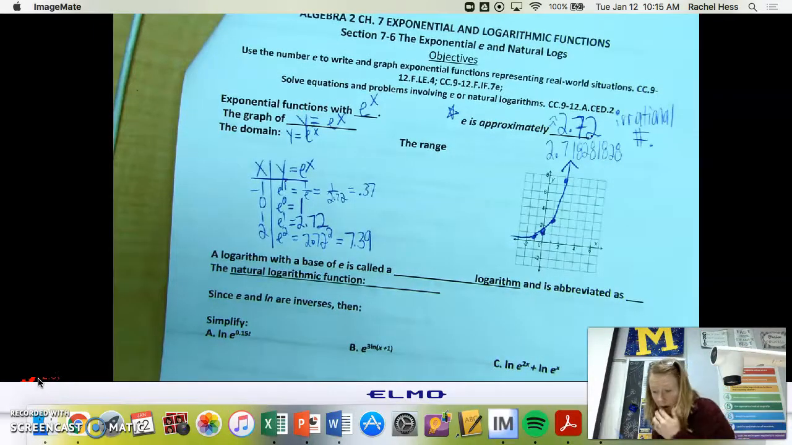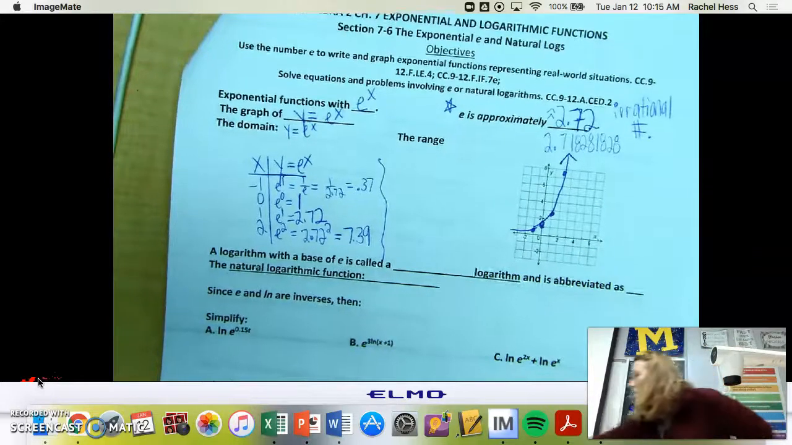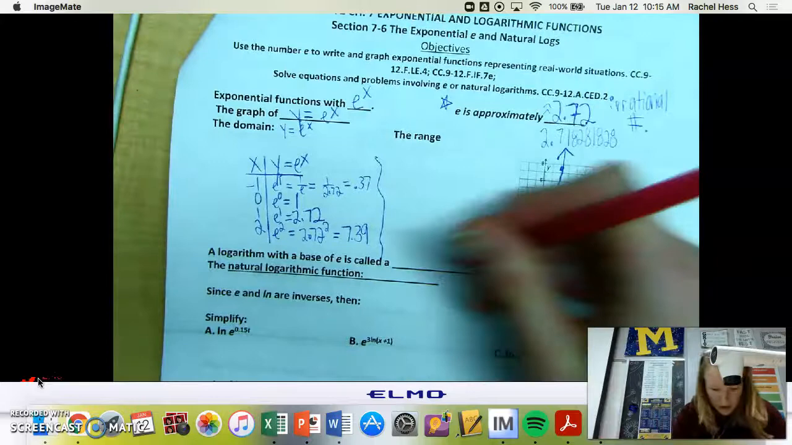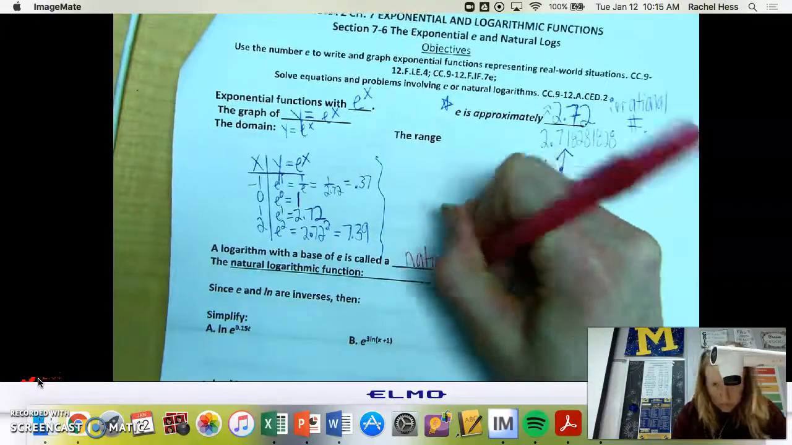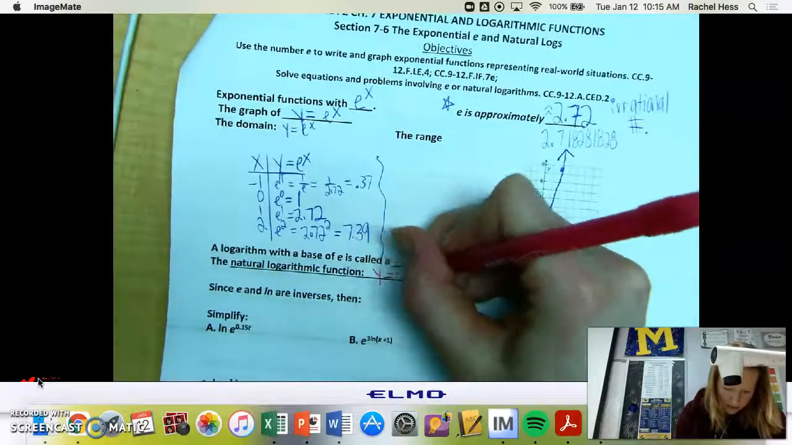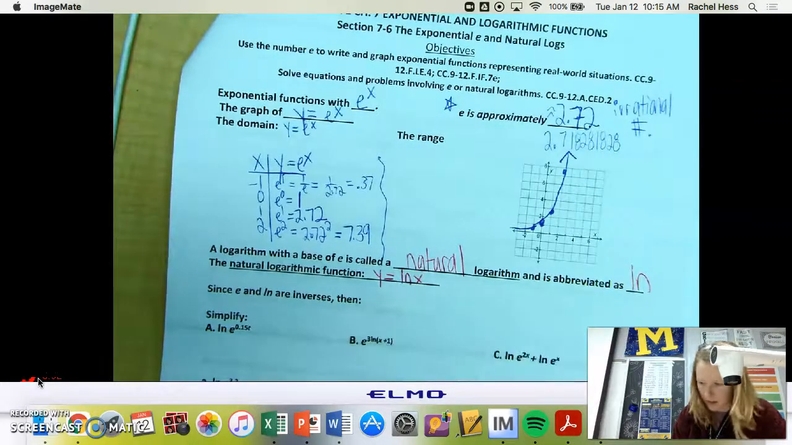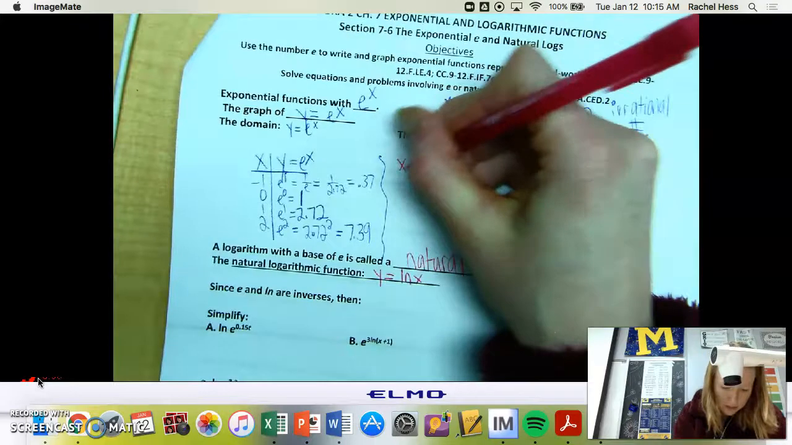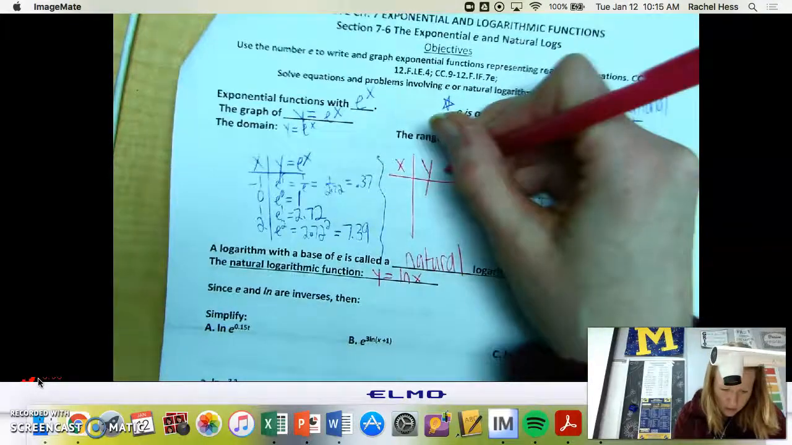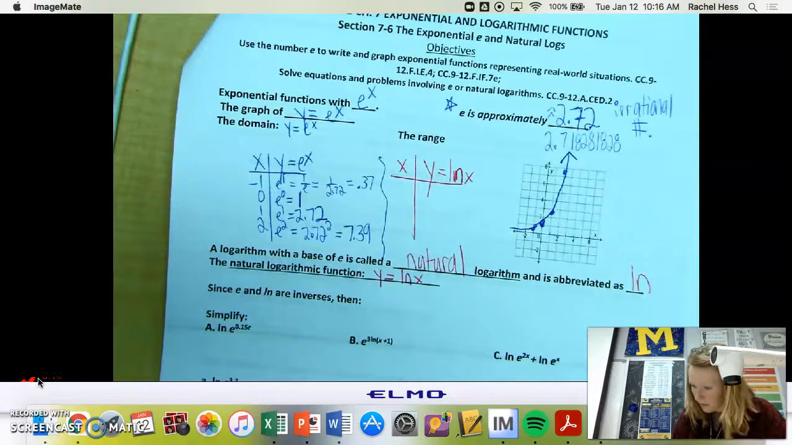And remember that we talked about the inverse of that equation. The inverse of the exponential equation is called a natural logarithm, and it's abbreviated as ln in your calculator. The natural logarithmic function, the family function, is just y equals the natural log of x, so ln of x. If you recall, since the natural log and e to the x power are inverses, we could just switch x and y, right?